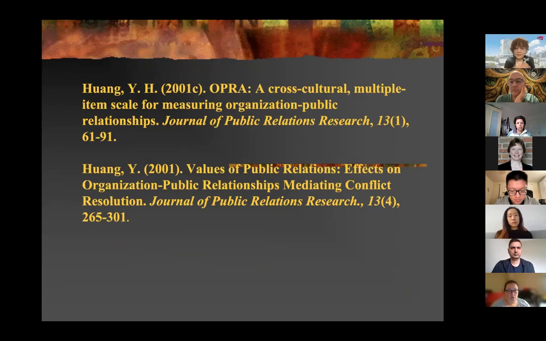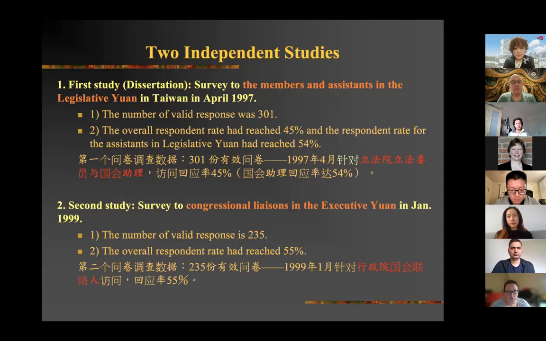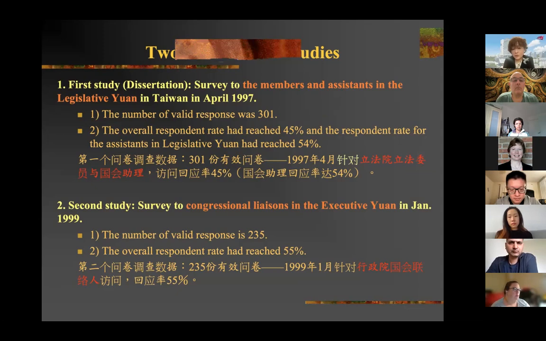And produce my two journal articles based upon my doctoral dissertation. As I just mentioned, after I completed my doctoral dissertation, I conducted a second study using similar survey question scales, but this time I surveyed two congressional liaisons. I then used these two independent data sets to cross-validate the theoretical framework that I generated, and produce these two articles.